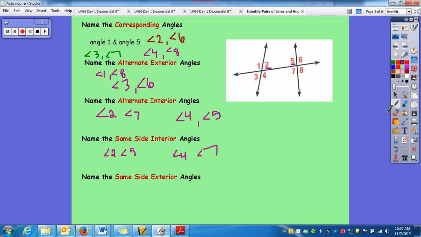Alright, lastly, we have same side exterior. So again, we're looking at the ones on the outside, which are 1, 3, 6, and 8. So I look at 1. Go to the same side of the transversal, it's 6. And then I have angle 3 and angle 8.